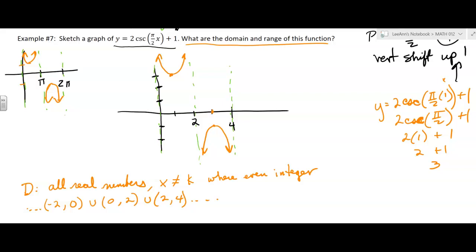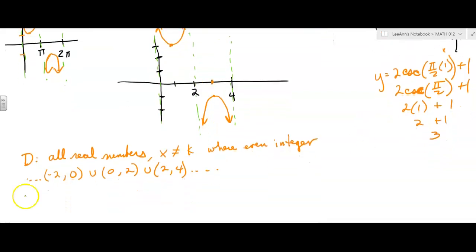Okay, the range. So what is the range? Well, it looks like the range is going from negative infinity up to negative 1, bracket, and then it's going from 3 to infinity. So I wanted to talk about the domain and range on that one.